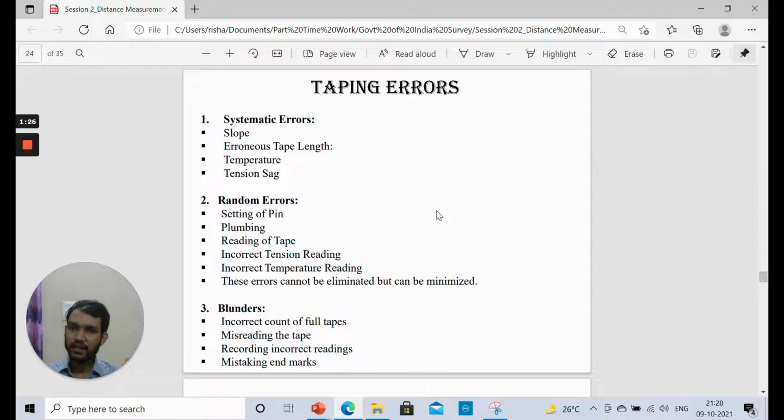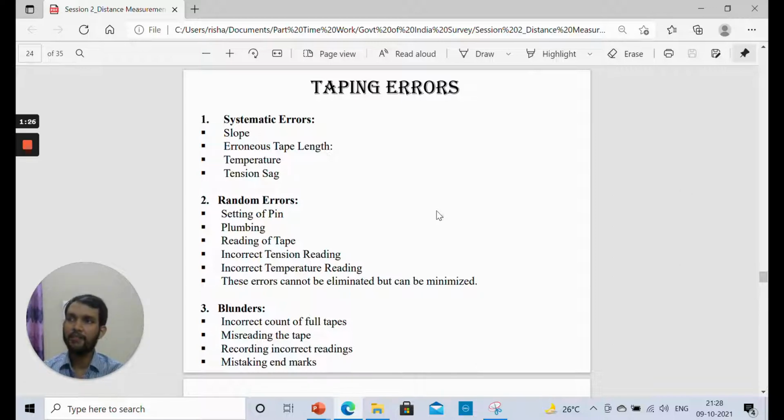Then come random errors, but before random errors we will study blunders. Okay, what are blunders? Blunders are mistakes. This may be due to human unconsciousness; if the person who is conducting the survey is inexperienced or takes faulty readings, then those are blunders. Like incorrect counting of full tapes from a particular station A to another station B. If he has traversed 10 tape lengths, suppose 10 times the full tape has been unwound to come to that point, and he accidentally counted it as 12.